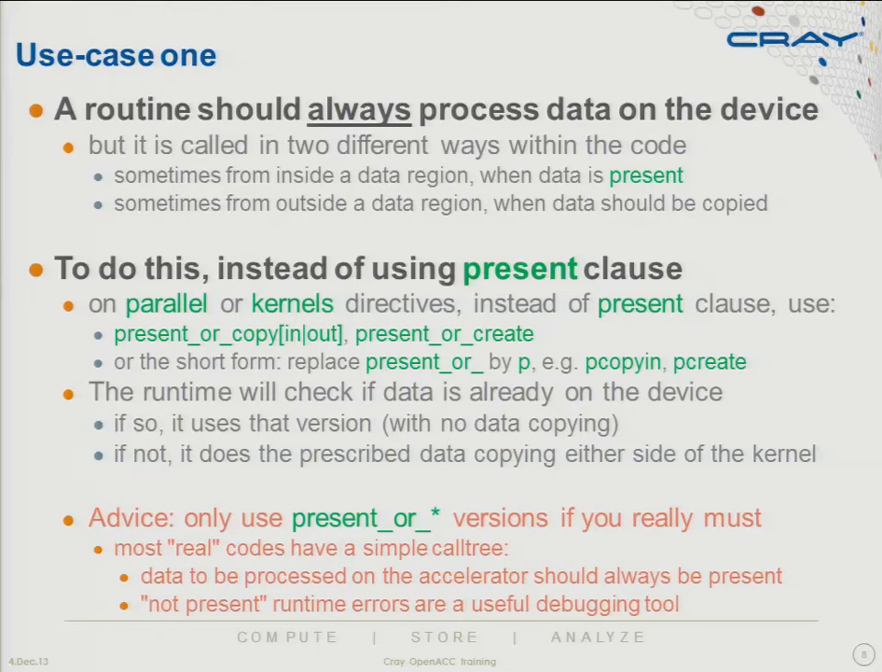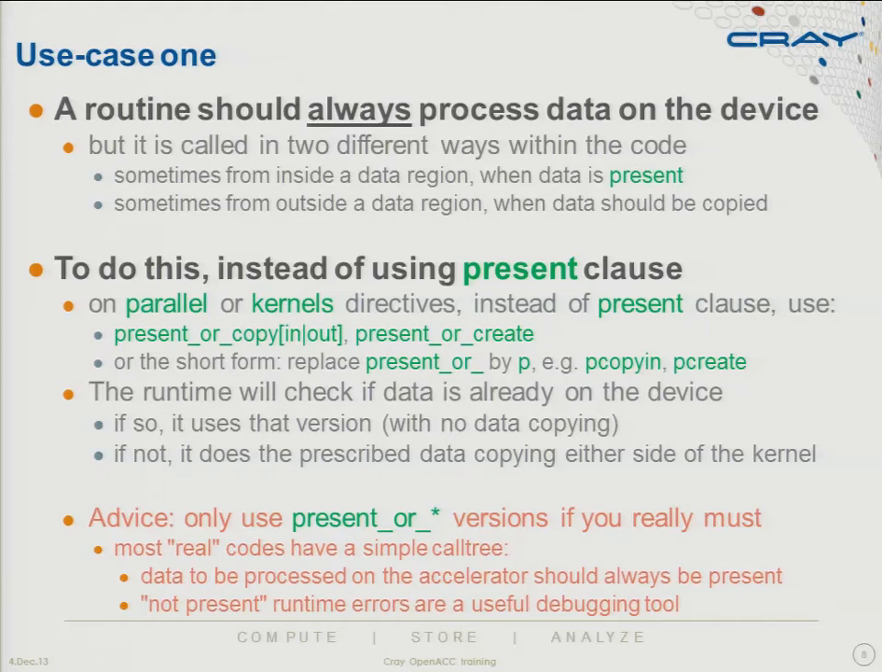And this will first check, is it present? If not, it will either do copy or copy in or copy out or create, just like we were doing before. So the data will always be processed on the GPU. It's just whether or not it needed to be moved to the GPU first in order to do that processing.